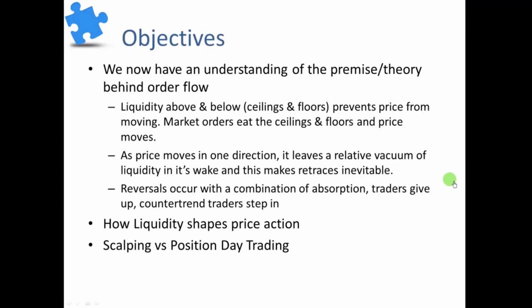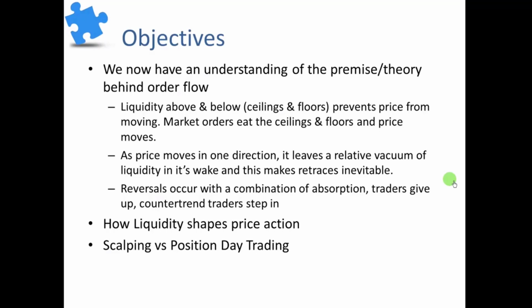Now, we talked last week about order flow, and based on that session we should have an understanding of at least a theory behind order flow. If we just recap what we learned last week: liquidity, or limit orders, acts as floors and ceilings, and you can't move through a price until market orders eat all of the liquidity in the way. Liquidity has to fill in the wake of a one-way move, and that causes something we call a liquidity vacuum, which is a relative lack of liquidity behind a move.